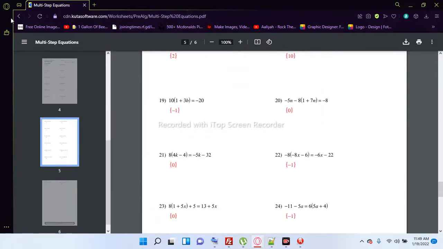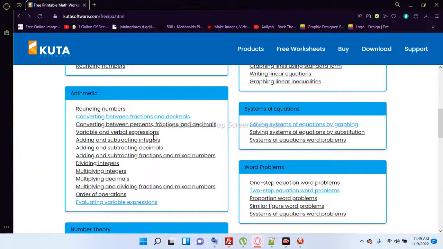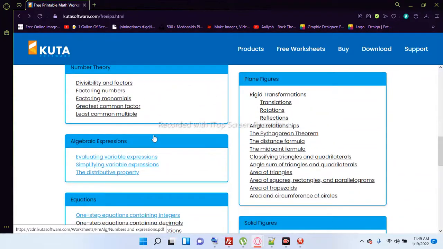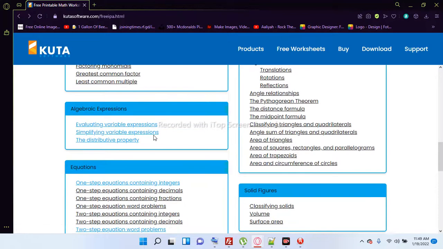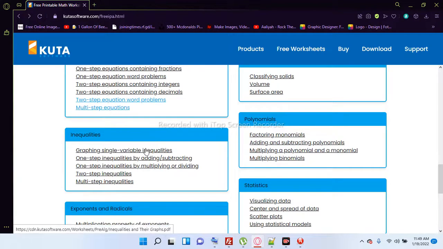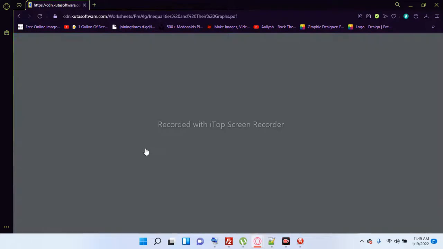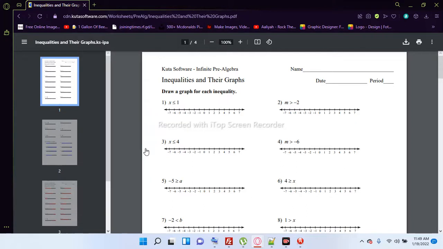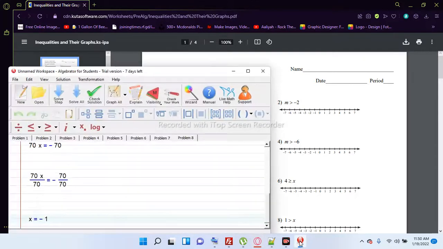Okay, let's try another one. Let's look up another type of math here. Inequalities. Graphing variable inequalities. X is less than... inequalities in the graph. So let's see if we can do that on here.